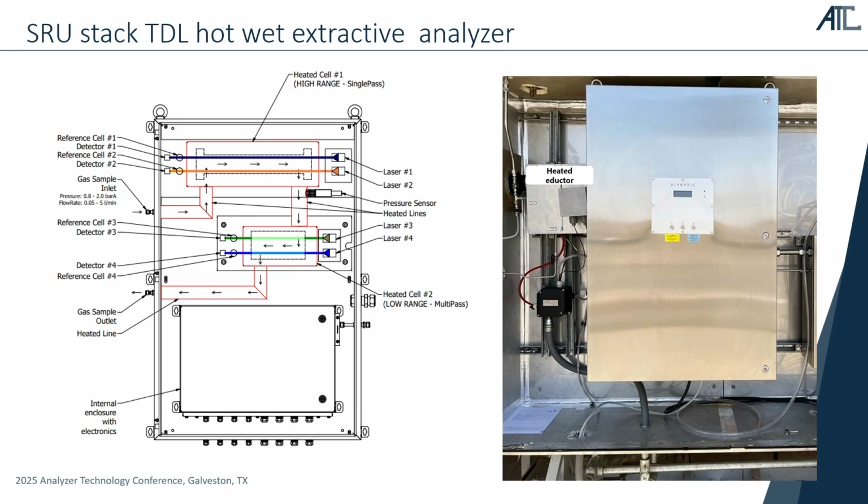An electronic box was outside, and everything inside was heat traced to 90 degrees C, as I mentioned. We even had to put in this heated adductor module to ensure that when we connect the heated line with the analyzer, there was no cold spot there. So this was also electrically traced.